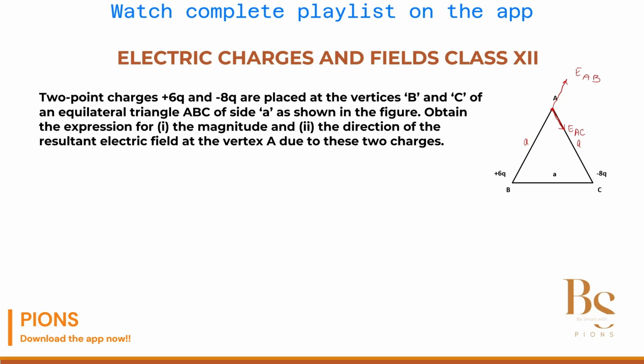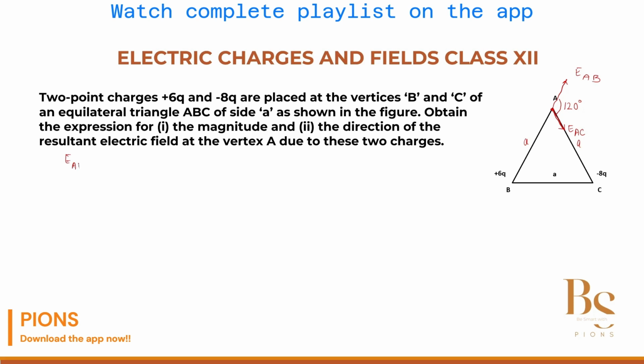What is the angle between them? We know that in an equilateral triangle each angle is 60 degrees. So if this is 60, this becomes a linear pair, and 180 minus 60 is 120 degrees. This is the angle between EAB and EAC. If EAB and EAC have this angle, how will you find the resultant? We will see within a minute. Let's first find the magnitude of the individual electric fields.